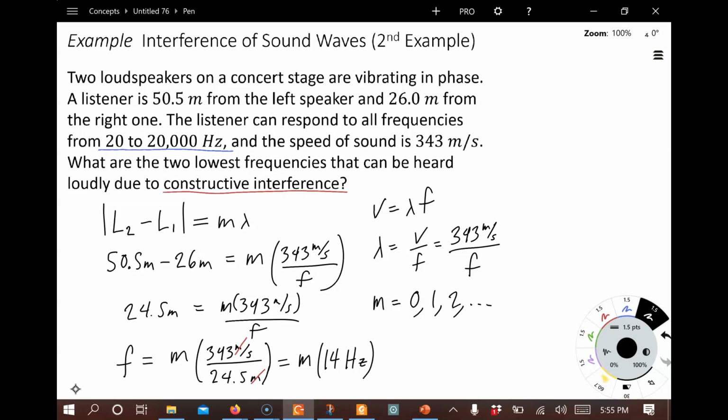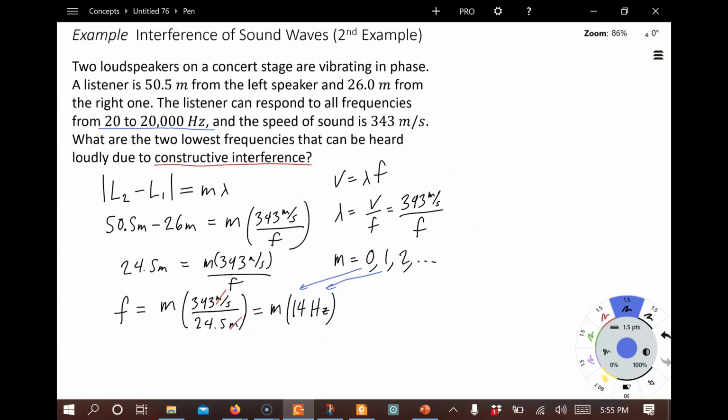Now we're going to go ahead and just start plugging in the lowest values of m here, which will produce the lowest frequencies, right? However, m equals 0 gives us a frequency of 0. That doesn't work at all. M equals 1 gives us a frequency of 14 hertz. That is too low. It's below 20. M equals 2 is going to give us 28 hertz, right? So that will be okay. So let's go ahead and just put those in there real quick.